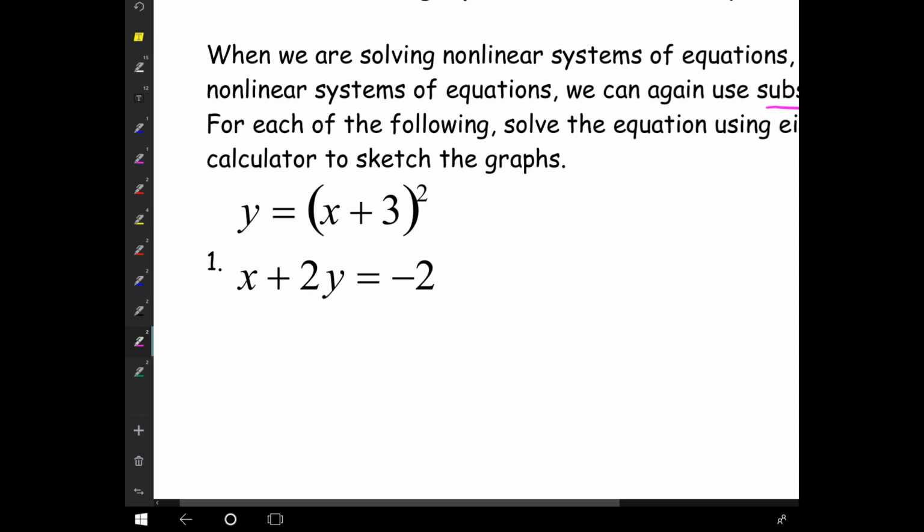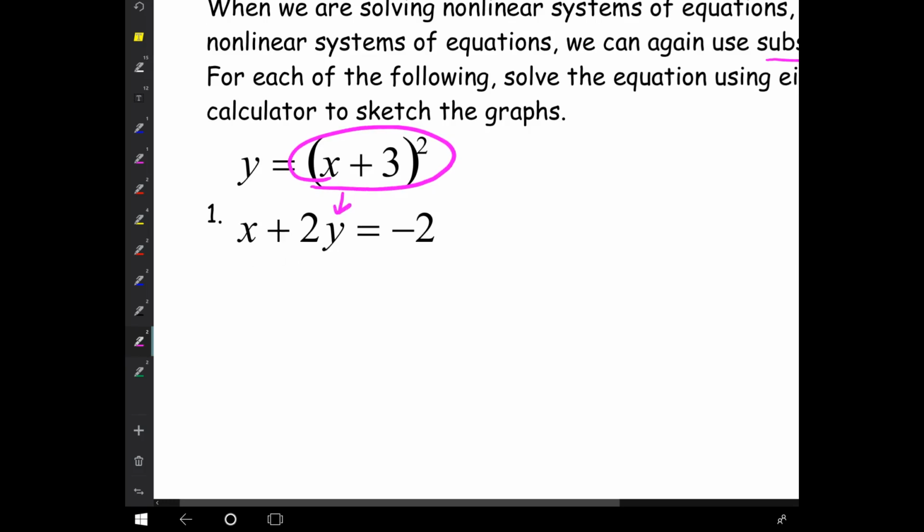Substitution. In fact, this one would be impossible to use elimination just because we have an x squared and not a y, so it would be impossible to use elimination. But looking at substitution, we can clearly take x plus 3 squared and plug that in for the variable y. And that would give us x plus 2 times quantity x plus 3 squared is equal to negative 2.